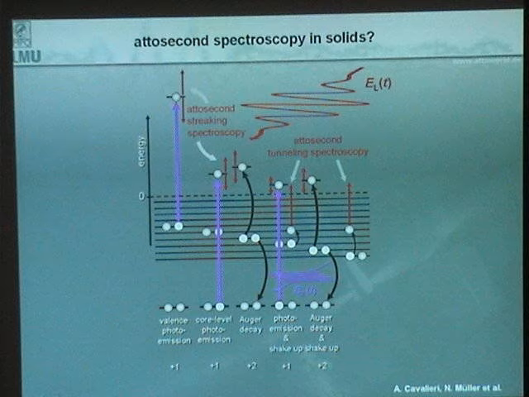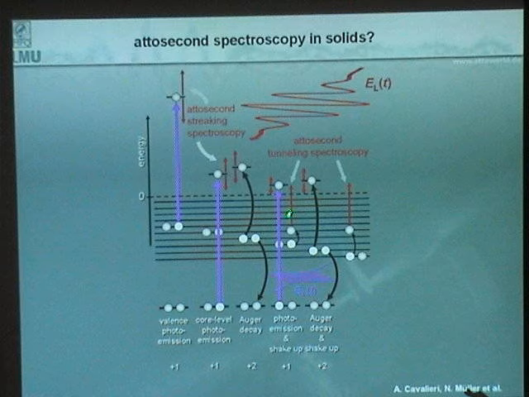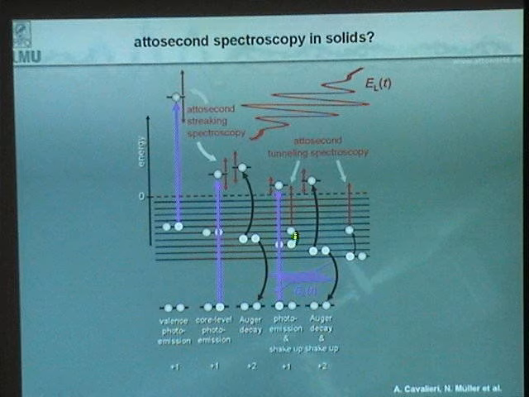The question is, might any of these spectroscopies be suitable for that? Tunneling spectroscopy we can probably exclude very easily, because in a solid we have states, not just virtual but real states, very close to the vacuum level.